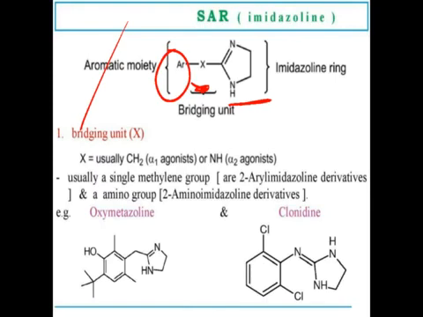So we will start the SAR with the bridging unit, that is the X part, which is present in between the aromatic group and imidazole ring. Here you can observe X part is generally CH2, then the drug is alpha 1 agonist, and if it is NH or amine part, it shows the alpha 2 agonist activity. So in a drug, if you find the imidazole ring attached with the bridging unit CH2, then the drug is definitely alpha 1 agonist. And if at the X part there is an NH, then the drug must be the alpha 2 agonist.